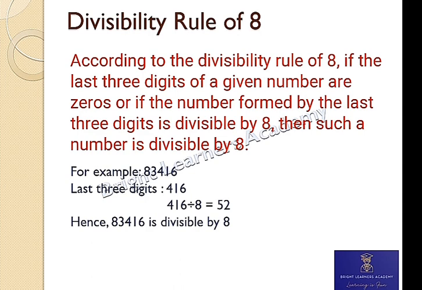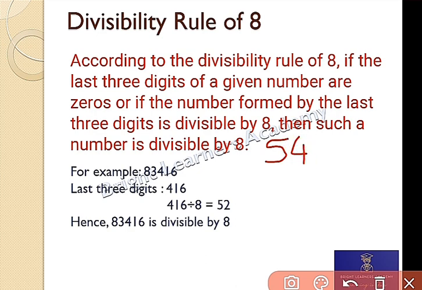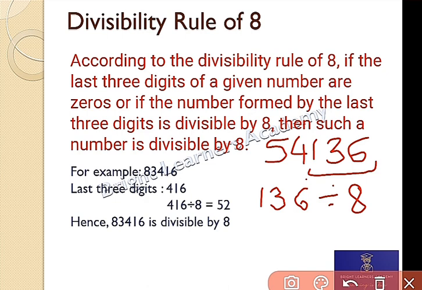Okay, now let's take one more example. Suppose the number is 54,136. And in this number, the last 3 digits are 136. Now let's divide 136 by 8. So we will get 17 as the answer. Right? And our remainder is 0 and 17 is the quotient. It means 54,136 is divisible by 8. Okay, this is very simple.